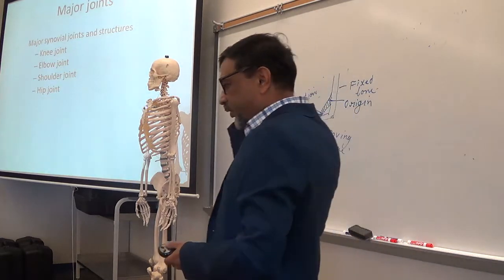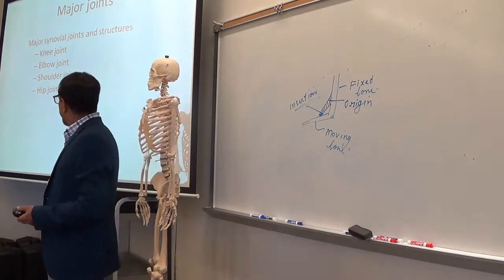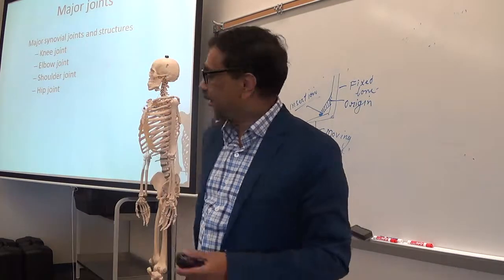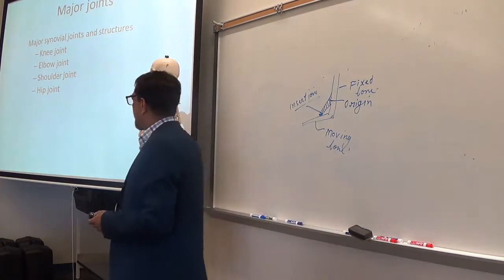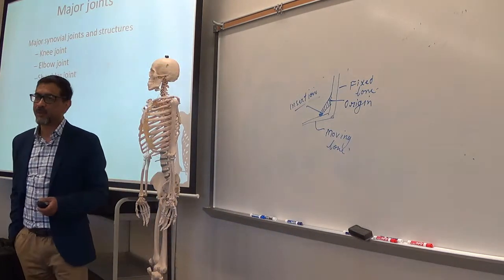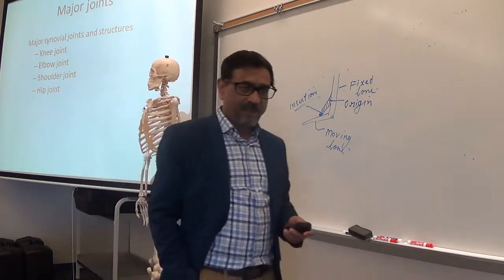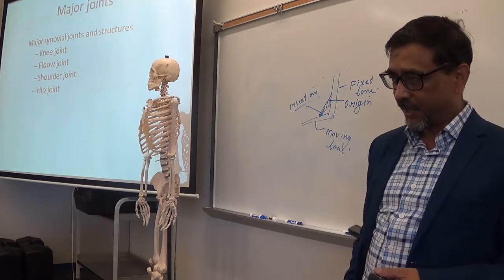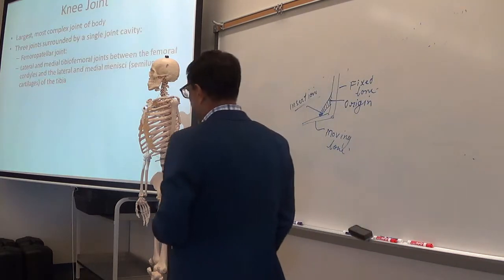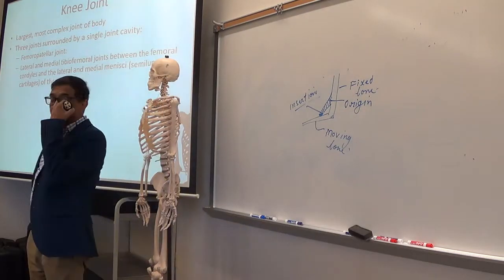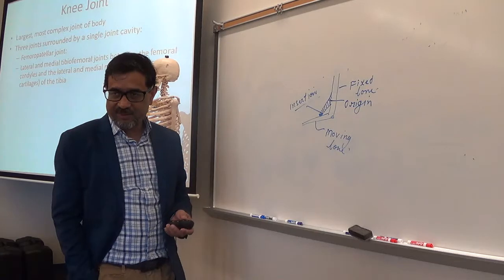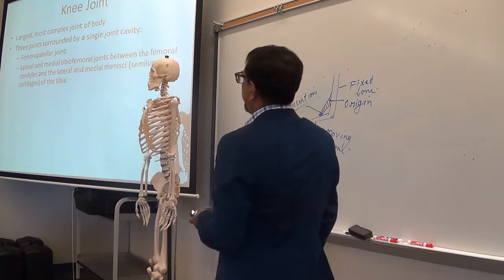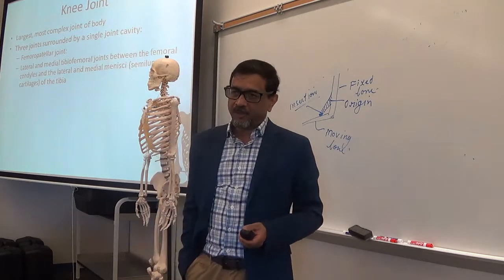Now, large synovial joints. These are some large synovial joints in your body. A lot of movement is possible. Knee joint, elbow joint, shoulder joint, hip joint. Those are big synovial joints. I'll just go over a couple of those joints to show you the structures inside them. The knee joint is the most complex joint in the body, and it is the largest joint in the body too.